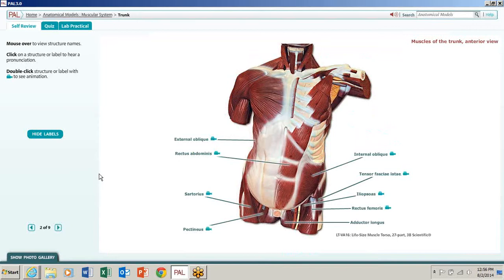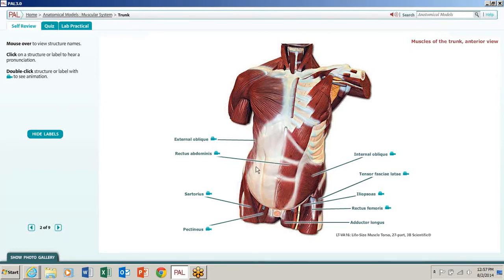And so these are the muscles of the trunk again. And this is an anterior view, and we're looking at the lower part of the model. And the left again is superficial, and the right is a little deeper muscles. This is the external oblique right here, and not identified on this model.